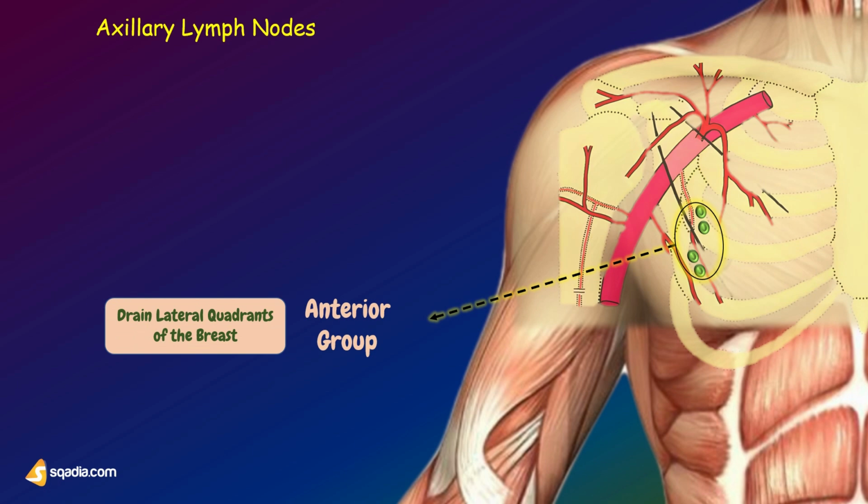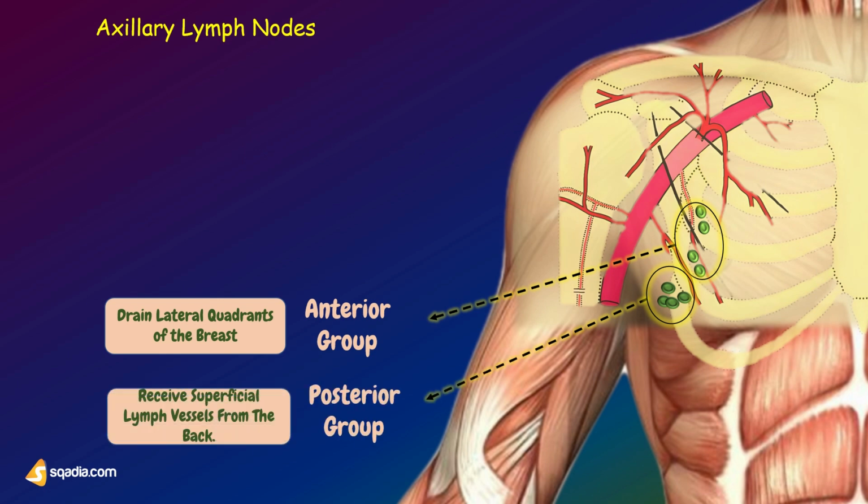The anterior or pectoral group of lymph nodes lies along the lateral thoracic vessels along the lower border of the pectoralis minor. They drain lymph from the lateral quadrant of the breast and superficial vessels from the anterolateral abdominal wall. The posterior or subscapular group of lymph nodes, as the name indicates, lies in front of the subscapularis muscle. You can also remember it as they lie along the course of the subscapular vessels. They receive superficial lymph vessels from the back.